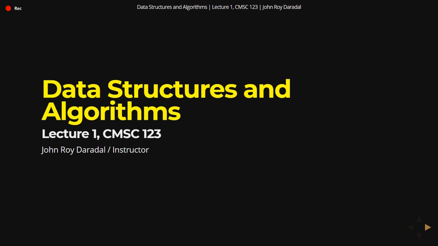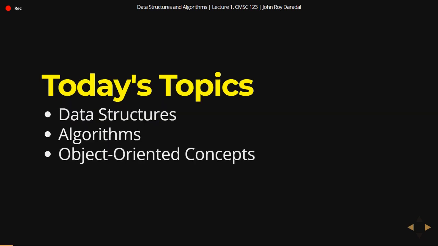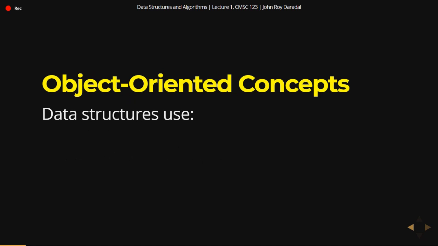Okay, so let's start. For today's topics, we will be introducing data structures and algorithms. We will also talk about some object-oriented concepts that we need to understand some implementations of data structures later on. Now take note that this will not be a detailed treatment of object-oriented concepts, so this will only be an overview, and I will leave it to your ComSci 22 object-oriented programming class to discuss the details of these concepts.